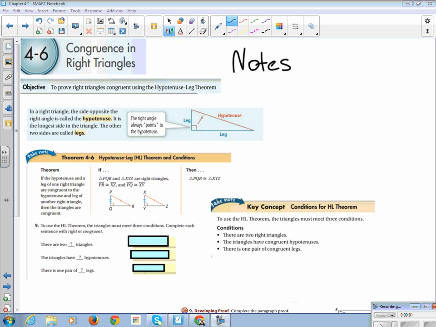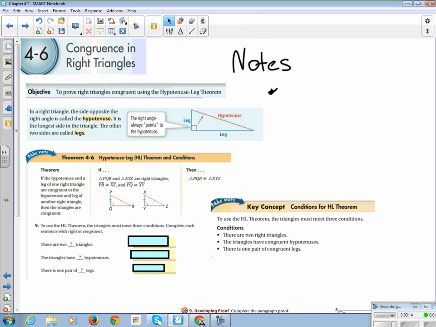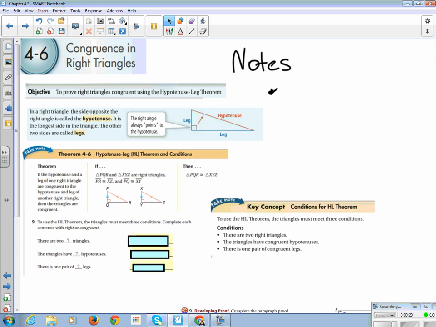Right, so this is Chapter 4, Section 6, Congruence in Right Triangles. Our learning objective is to prove right triangles congruent using the hypotenuse leg theorem. So we are picking up another theorem to use to prove triangles are congruent.